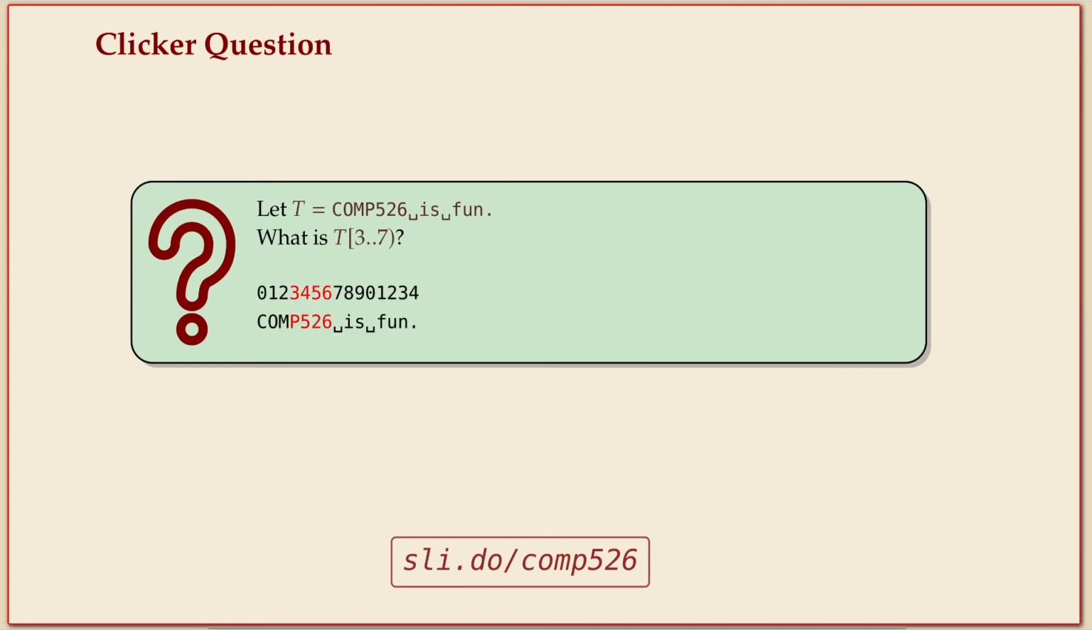So let's go through this very briefly again. If I had shown you this, it might have been a little more convenient. So here are the indices on top of the characters. And now you just start at the 3rd position, but counting with 0, and then up to 7, but excluding 7, so it's up to 6. So COMP526. Okay. Easy enough. Shall we do some real algorithms?